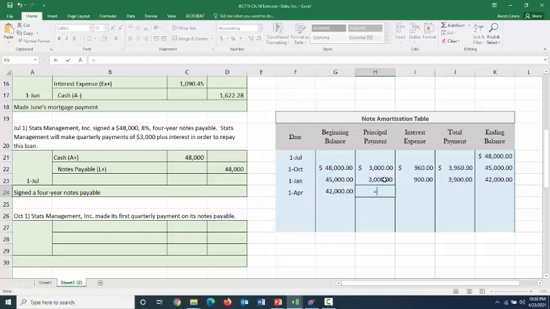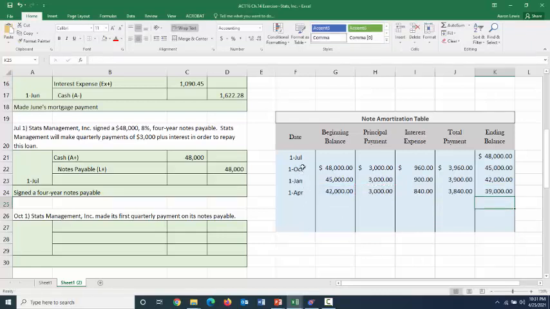Again, we're making a $3,000 payment towards principal each and every payment. What changes is the amount of interest. So we take the amount we owed at the time we're making the payment, $42,000, multiply it by the stated rate of 0.08, and multiply that by 3/12. And when we do that, we come up with $840, which is going to make our total payment for our April 1st payment equal to $3,840. Our ending balance is going to be the $42,000 that we owed minus the $3,000 in principal payment, bringing our balance down to $39,000.